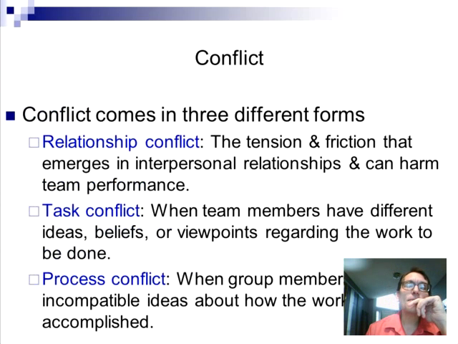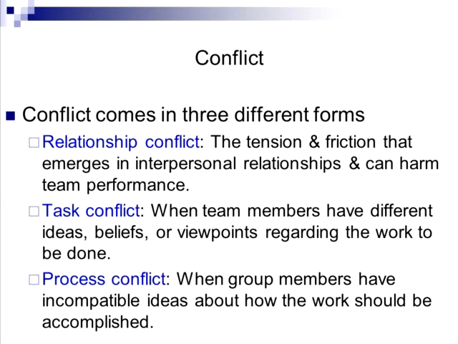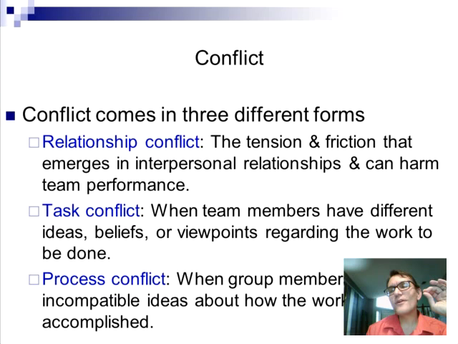Conflict, yeah. Conflict happens in groups. Try doing a group project and see the conflict. You can have relationship conflict, which is the tension and friction that emerges, and it can hurt team performance. And this is usually like, I think so-and-so is not pulling their weight. All right, well, we'll let that go. Task conflict is when team members have different ideas regarding the work to be done. Yeah, that's crazy. When a group gets together and the first question they ask is, what are we here for? All right, that can get some real task conflict.